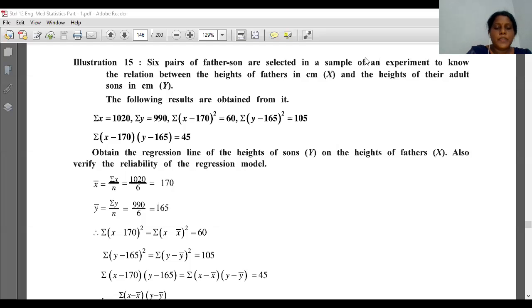Good morning, students. In the last lecture, we have seen till 3.2. We have completed 3.2. Now I am going to explain illustration number 15. So let's start with illustration number 15.